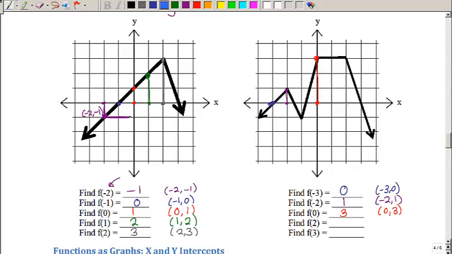F of 2, I'm going to 2 on the x-axis and look up or down in order to find the corresponding y value on that graph, which is again 3. And lastly, f of positive 3, I look at 3 on the x-axis, which happens to give me a y value of 0.